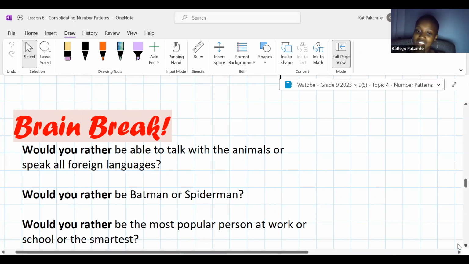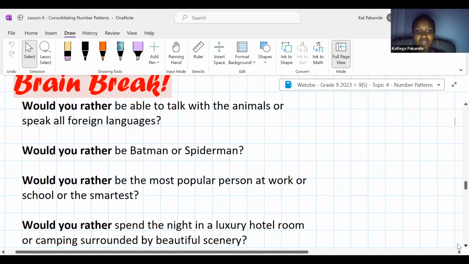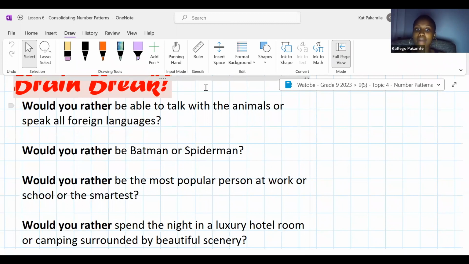You ready, Minenche? Yes, ma'am. Would you rather spend the night in a luxury hotel room or camping surrounded by beautiful scenery? A luxury hotel. Oh, you guys like luxury. Guys, do you know how nice it is to camp outside with the stars? It's a beautiful experience. There's having bonfires. I'm camping, ma'am.